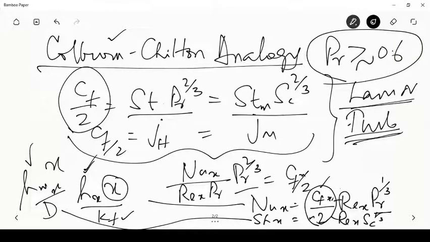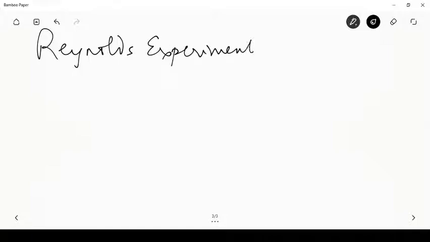The second thing that we would like to understand today is laminar and turbulent flow. Okay. So let us recall what is called the Reynolds experiment. Osborne Reynolds is a person who lived in the late 19th century, and he was the one who first used the distinction between laminar and turbulent flow.